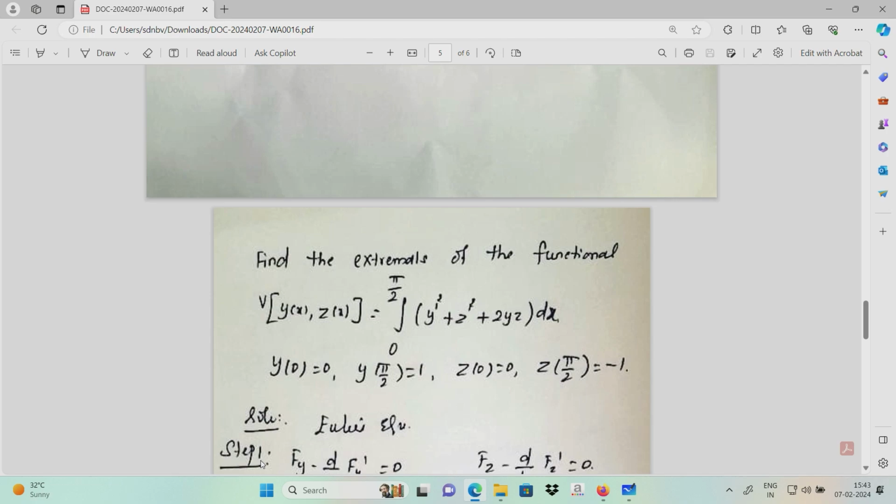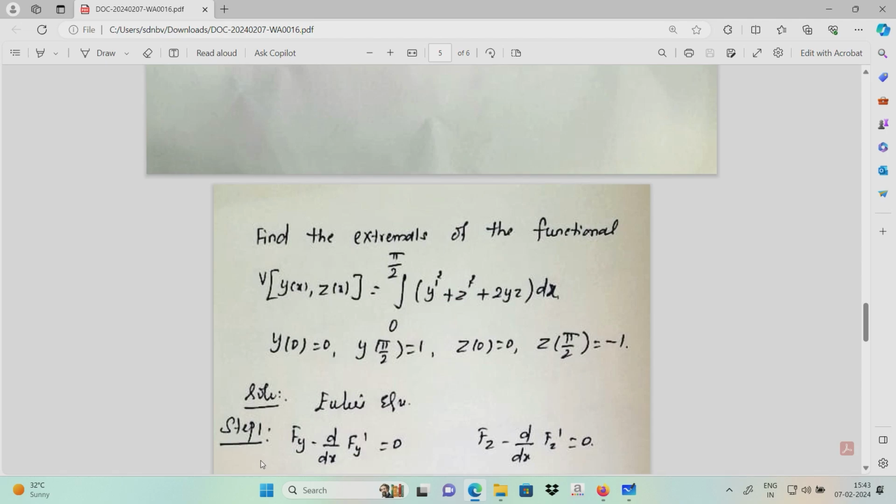So let's solve this extremal of that type, y of x comma z of x. What is it? Integral 0 to pi by 2 of y dash square plus z dash square plus 2yz dx. Here what are the boundary points given? y of 0 is equal to 0, y of pi by 2 equals 1, z of 0 is equal to 0, z of pi by 2 is equal to minus 1.